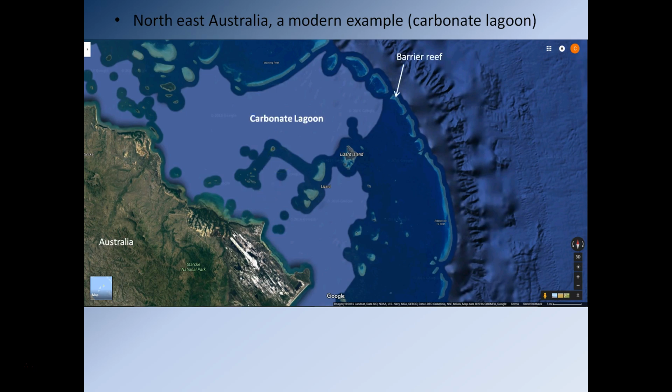So there's the barrier reef, here's the carbonate lagoon, these are the patch reefs within the lagoon, and this is the continental slope dropping down towards the abyssal plain over here. And that's the continental slope itself.